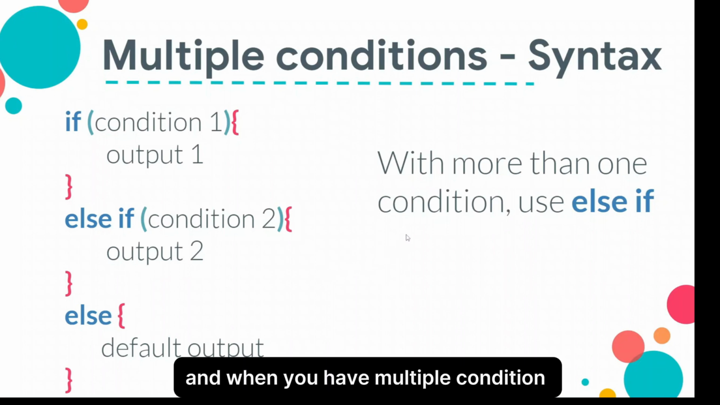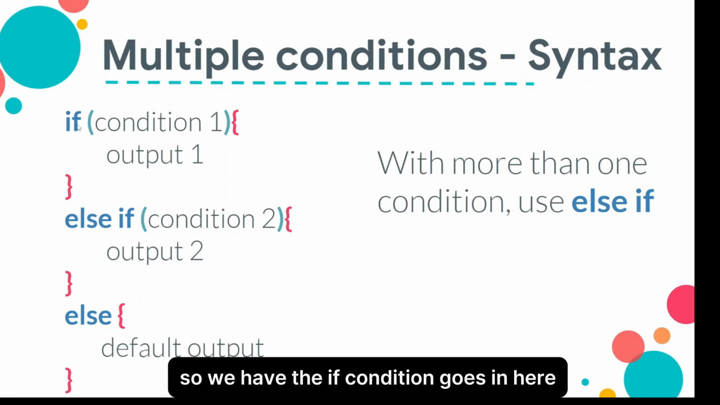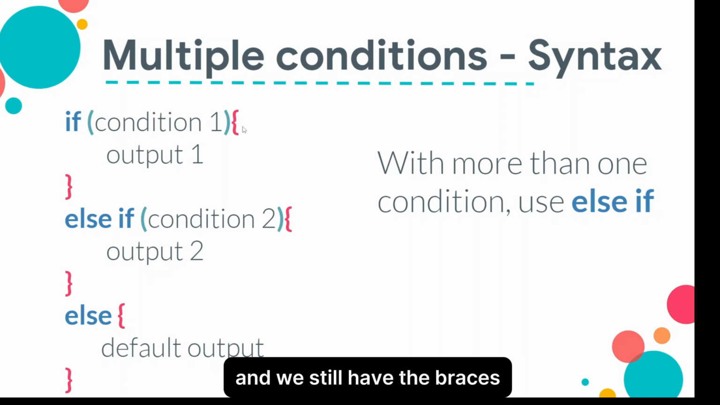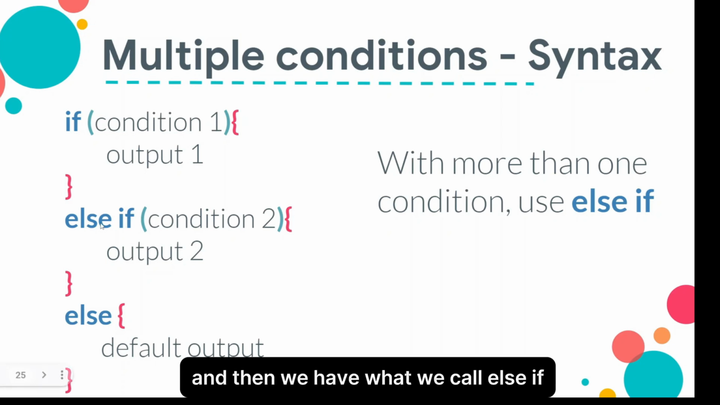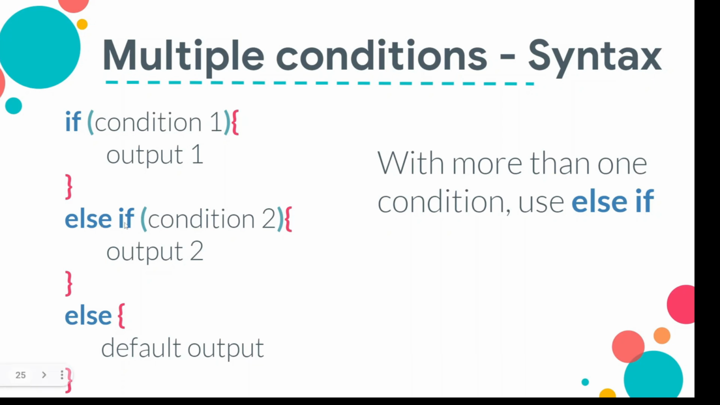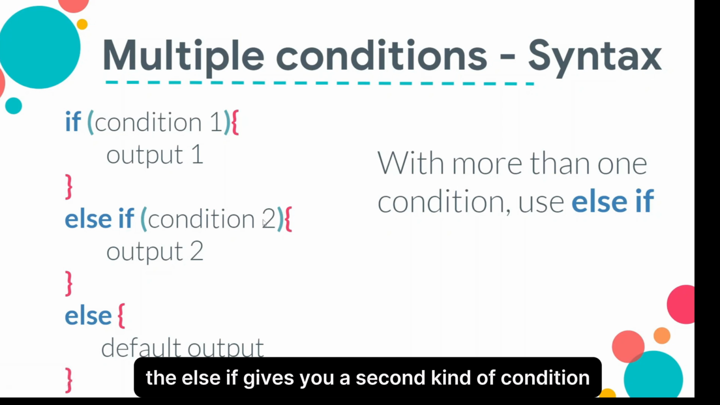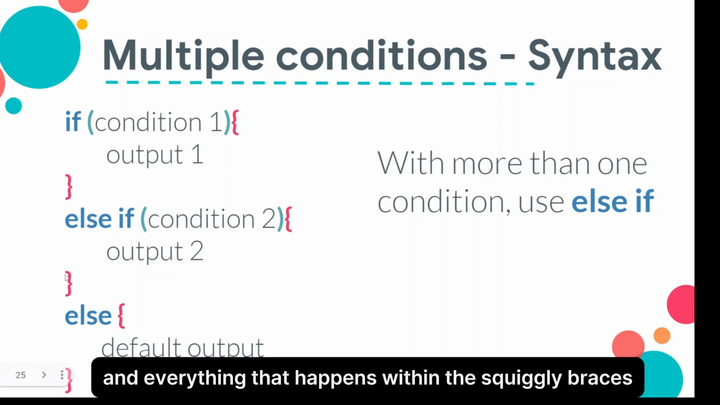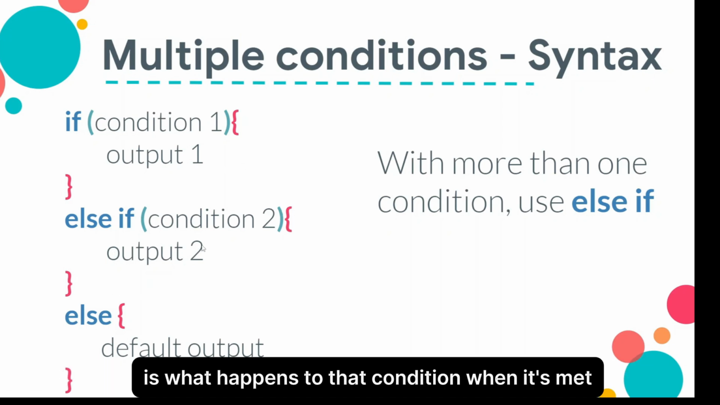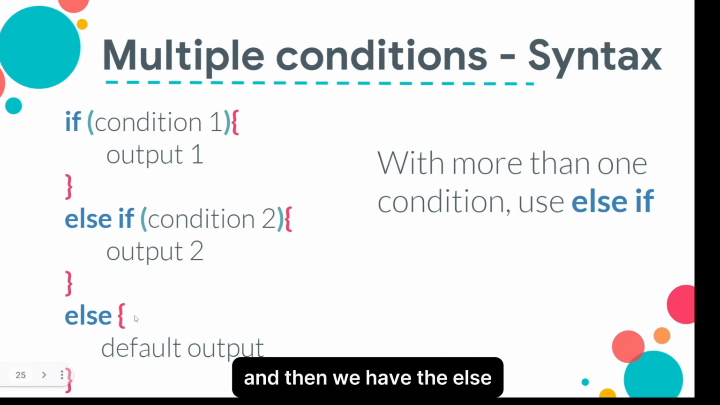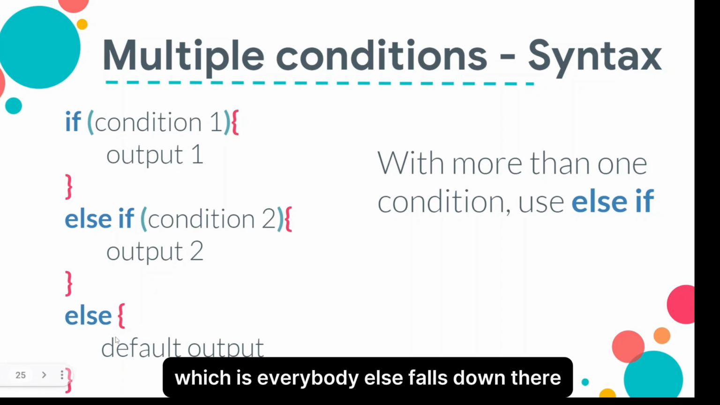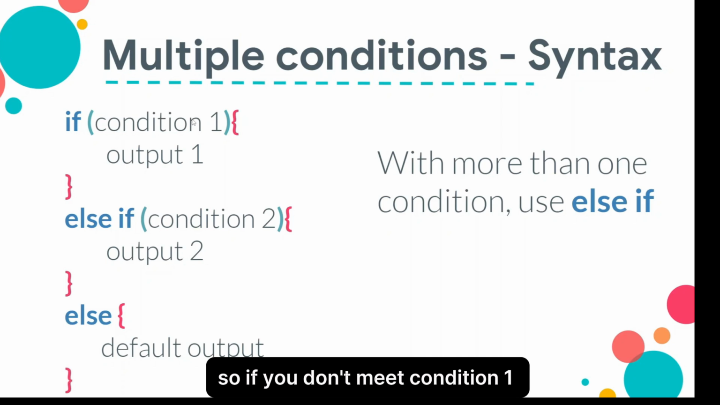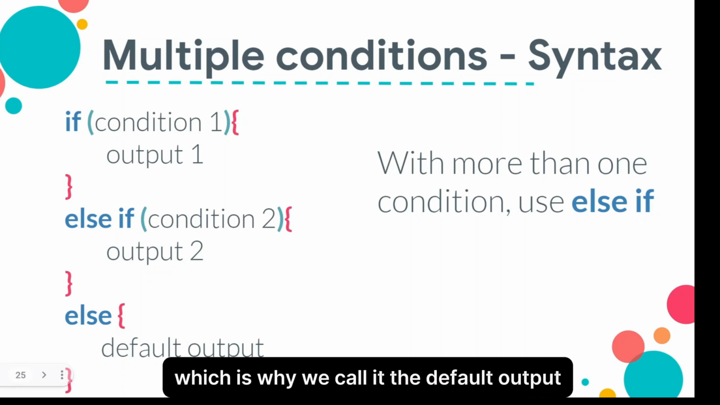And when you have multiple conditions, the syntax changes. So we have the if condition goes in here, and we still have the braces, and it tells you what happens when if condition 1 is met. And then we have what we call else if. The else if gives you a second condition which is completely different from the first condition. Everything within the squiggly braces is what happens when that condition is met. And then we have the else, which is everybody else. If you don't meet condition 1 and you don't meet condition 2, then you go into this final bucket, which is why we call it the default output.